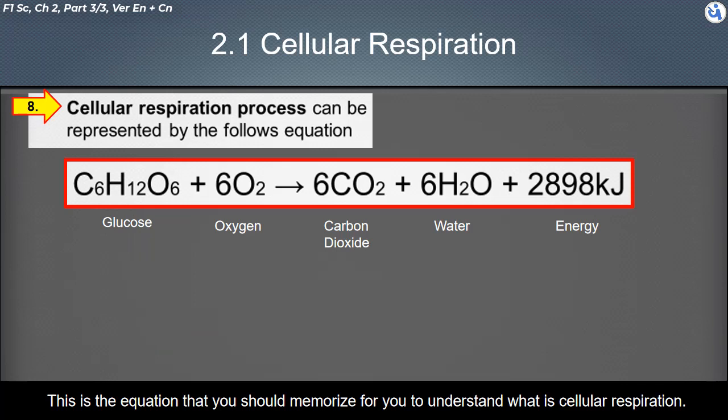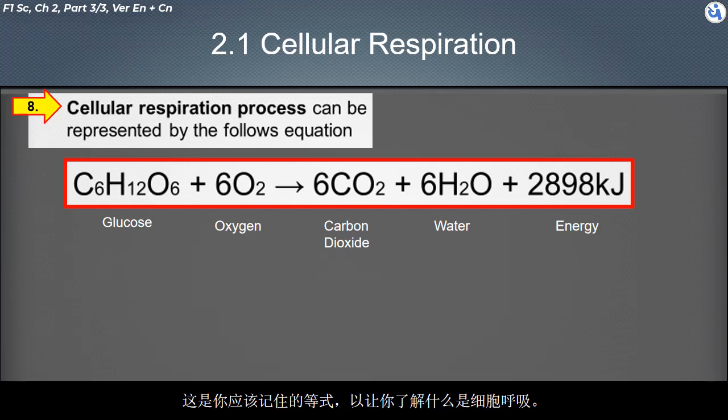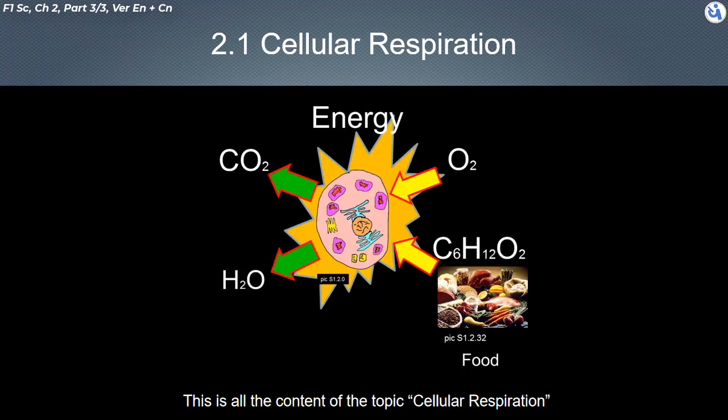This is the equation that you should memorize to understand what cellular respiration is. This is all the content of the topic, cellular respiration.